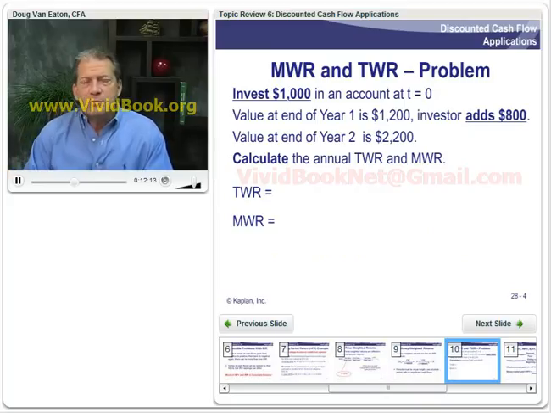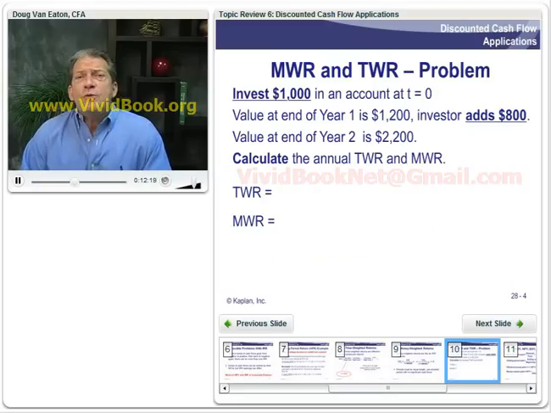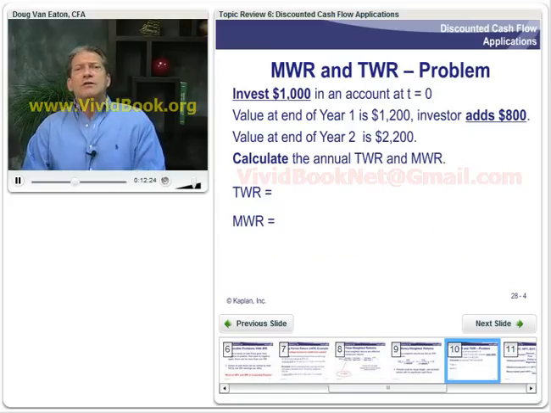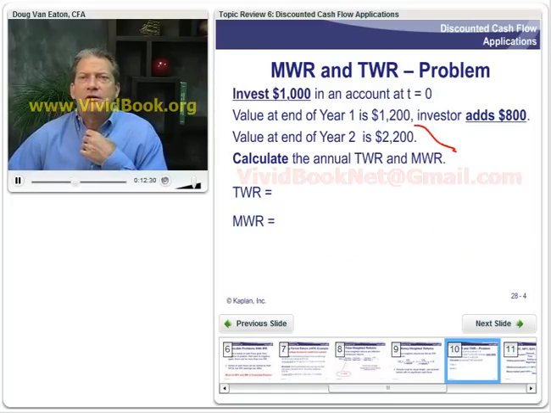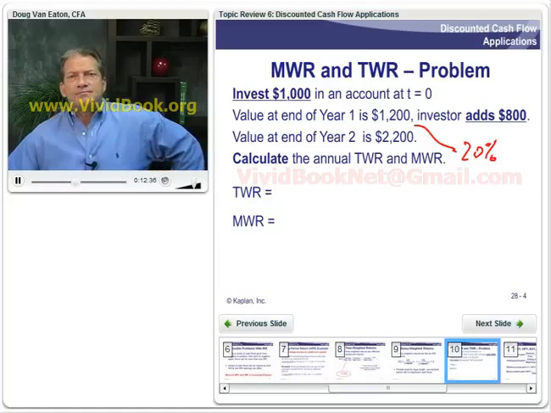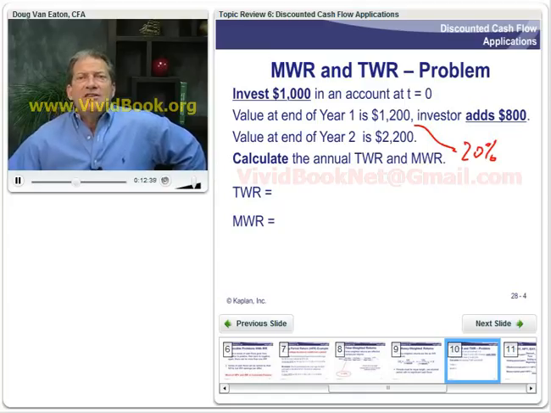So let's look at a problem here. We've got some simple numbers to illustrate the difference between these two methods and also the calculations. If we invest $1,000 in an account at time 0 today, and after 1 year the value of that account is $1,200, we've had a 20% return over that first period. But at the end, the investor, the pension plan, adds $800 to the account. So now we start out with $2,000 at the beginning of the second period, and that grows to $2,200. So now we've got a 10% return over the second period.